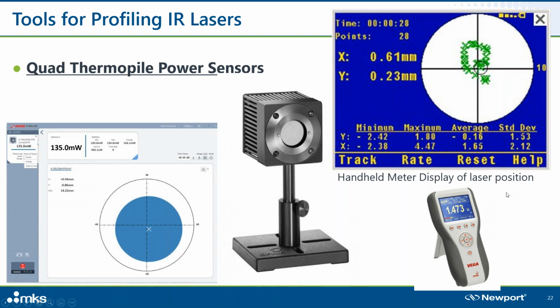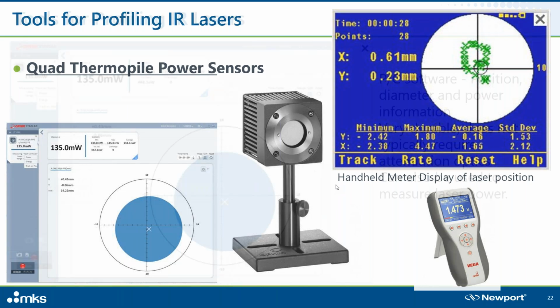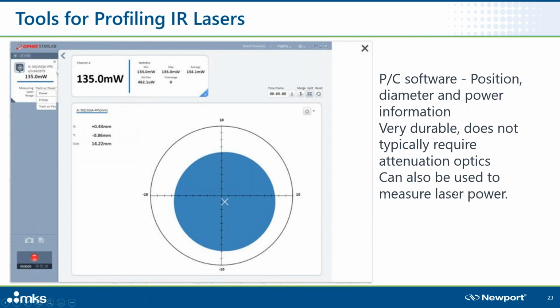include them. One of the very unique properties of this technology is that no attenuation is needed. The entire beam is impinged directly onto the sensor, of course, the unfocused beam, and it benefits from a traceable intensity measurement in either power or energy. Again, the PC software displays position and power information. The sensor is extremely durable, requires no attenuation optics, and is also used, obviously, to measure power.